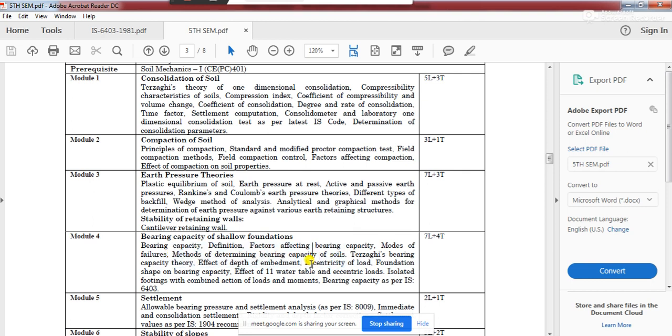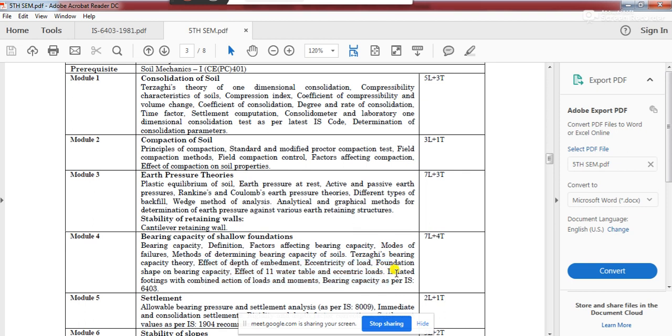How do you determine it? Terzaghi's bearing capacity theory. Then the effect of depth of embedment, eccentricity of load, and foundation shape on bearing capacity. Foundation shape and eccentricity we have discussed. The only part left is depth of embedment. Then the effect of water table we have discussed. Then eccentric loads we have discussed. Then isolated footing with combined action of loads and moments.